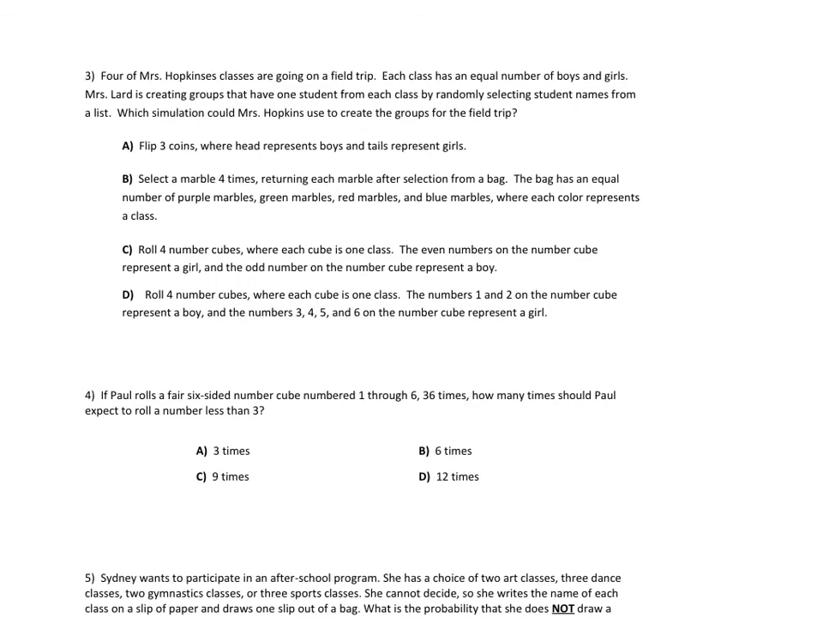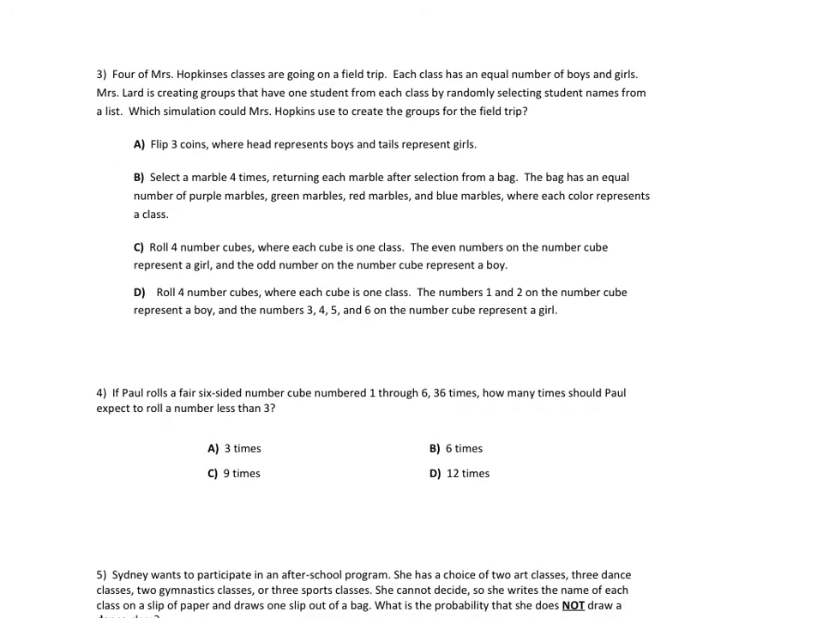Number 3. 4 of Miss Hopkins' classes are going on a field trip. Each class has an equal number of boys and girls. Miss Lard is creating groups. It should be Miss Hopkins. Sorry. I edited one, but I didn't edit the second one. My fault. Okay. She is creating groups that have 1 student from each class by randomly selecting students' names from a list. Which simulation could Miss Hopkins use to create the groups on the field trip?